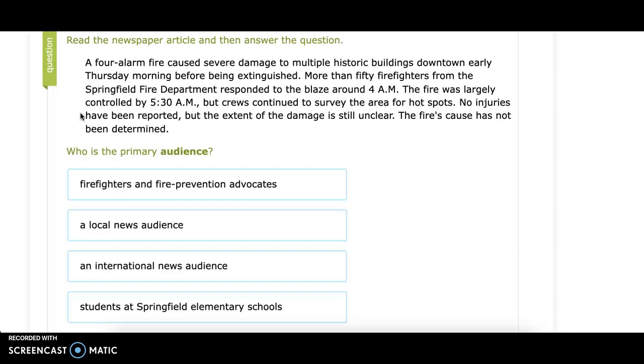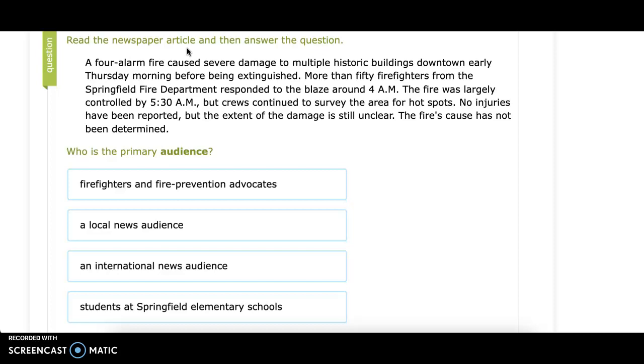Now, when I read this, I am first struck by all of the details that are provided. Details about how many firefighters were involved, what time it started, what time it was controlled. So very information heavy. Now, when I combine those details with the fact that this is a newspaper article, I feel very confident jumping to the conclusion that this particular purpose is to inform.